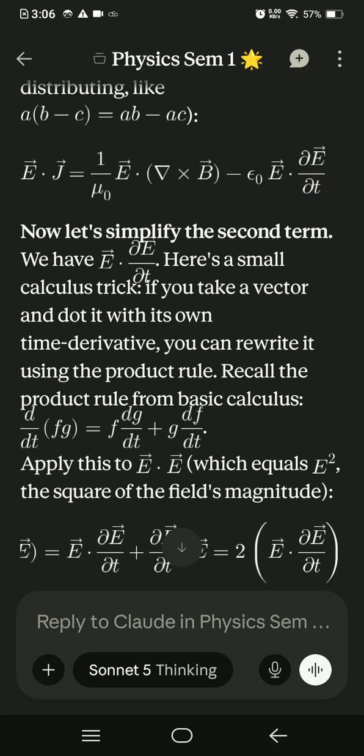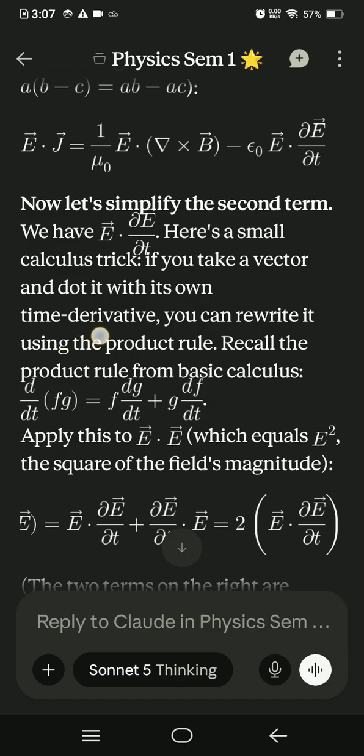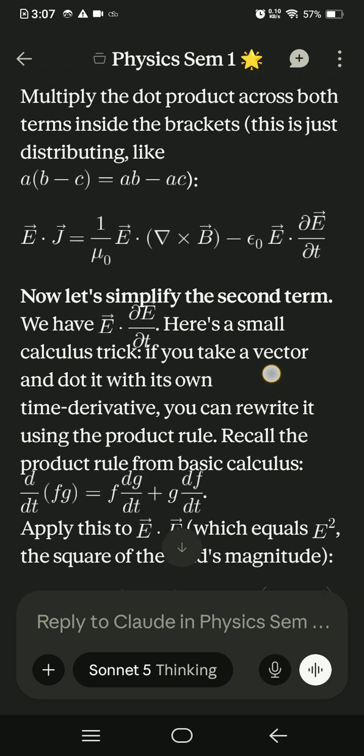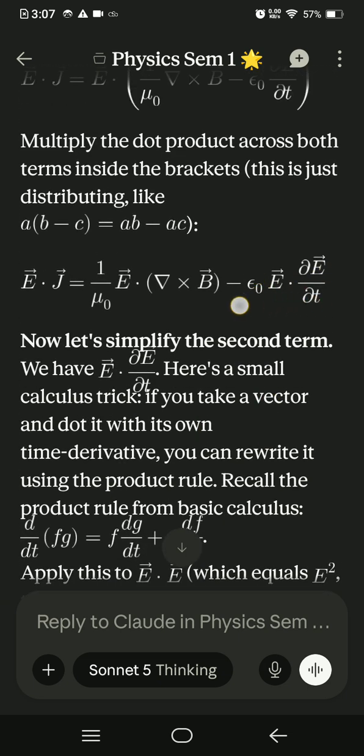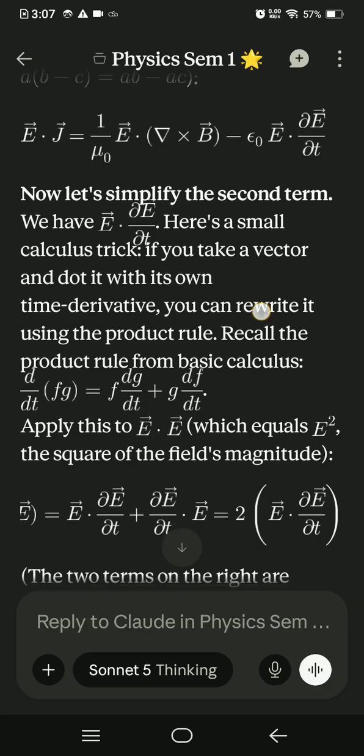Anyway, so now let's simplify the second term. We have E dot dE upon dt. So here's a small calculus trick. Another trick, by the way: if you take a vector and dot it with its own time derivative, you can rewrite it using the product rule. Recall the product rule from basic calculus. We have vectors in, and we are taking a dot product, but calculus is also involved. This is a partial derivative.